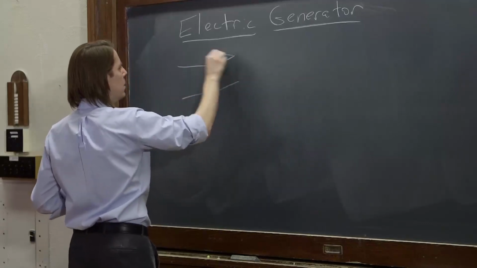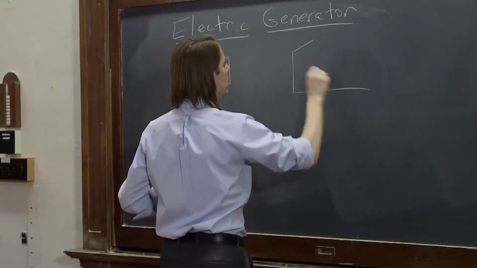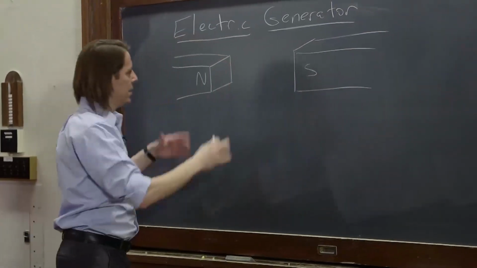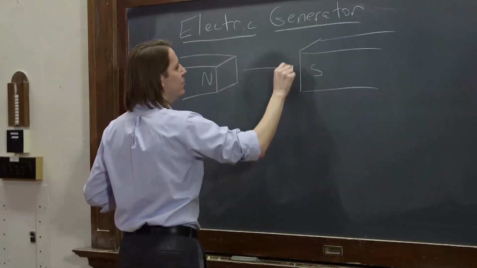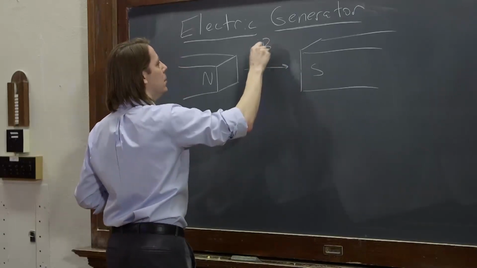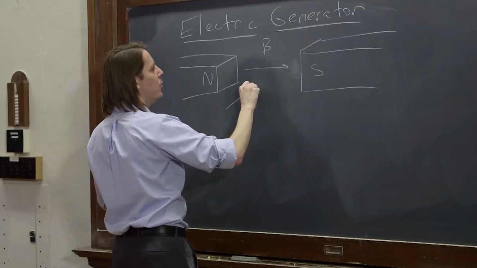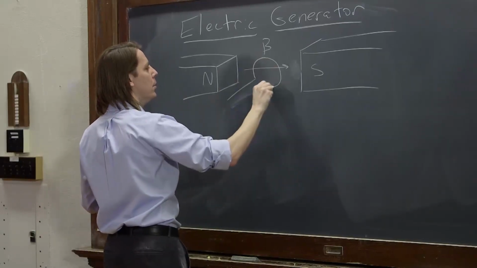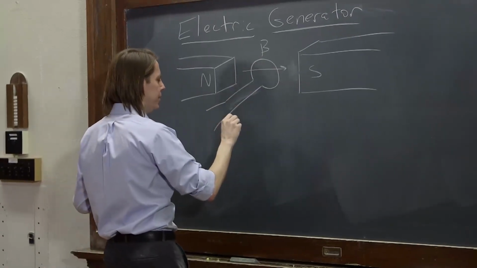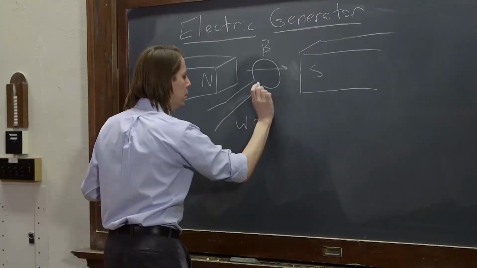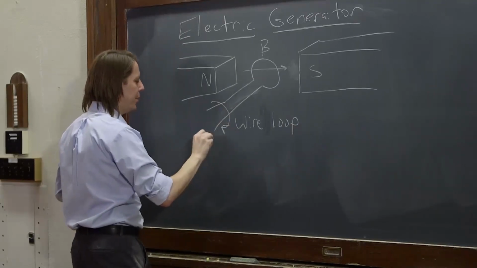So here are the poles of a magnet. They're sitting there just to give us a nice uniform, well, it wouldn't be perfectly uniform, but some magnetic field in between, B. So we have a B field in this gap in the magnet, and inside we put a coil of wire that we can rotate. So this is a wire loop, and it can spin about this axis.